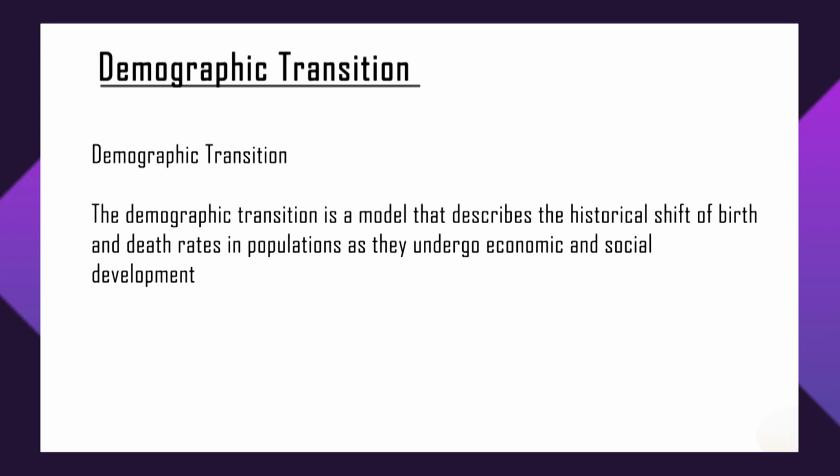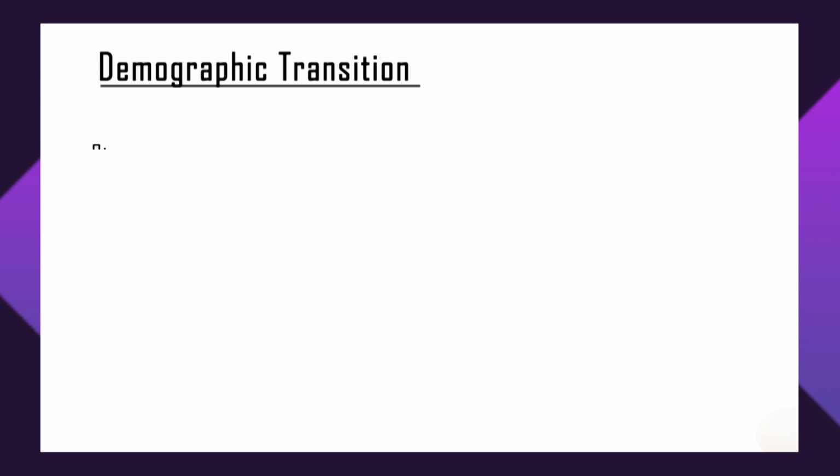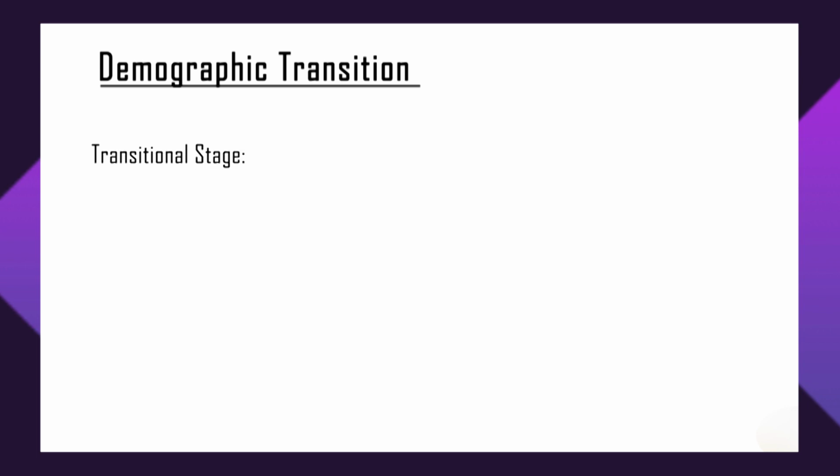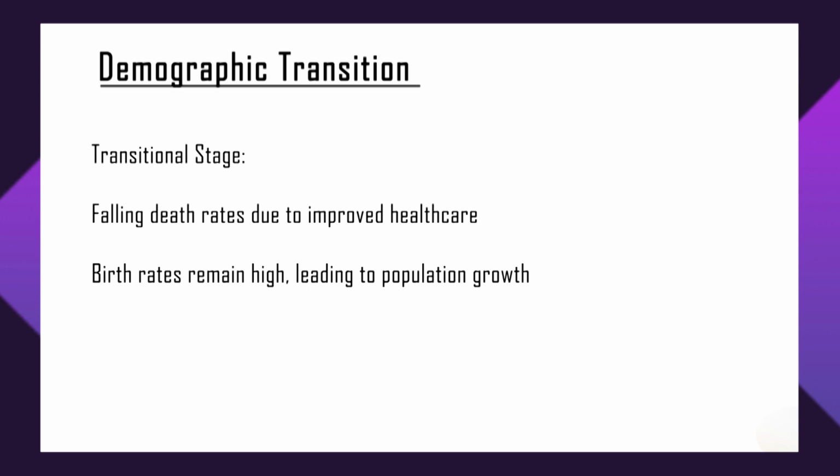One is called the pre-industrial stage. In this pre-industrial stage, there will be a high birth rate and a high death rate. These are because of the limited health care and technological advancement available to them. Another important stage is the transitional stage, with falling death rates due to improved health care. In this category, the birth rate remains high, leading to population growth.